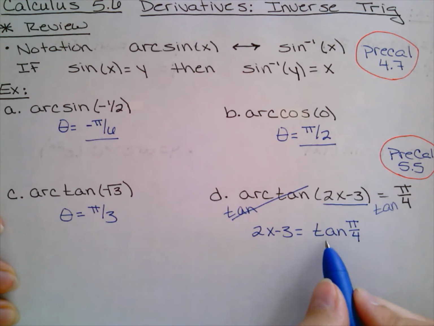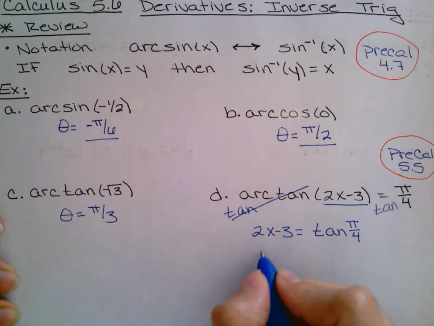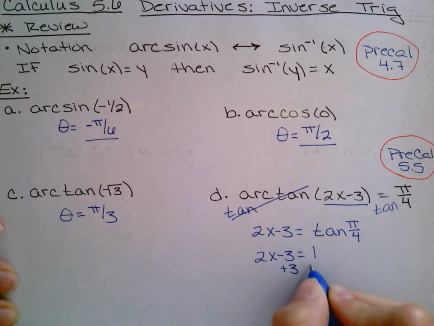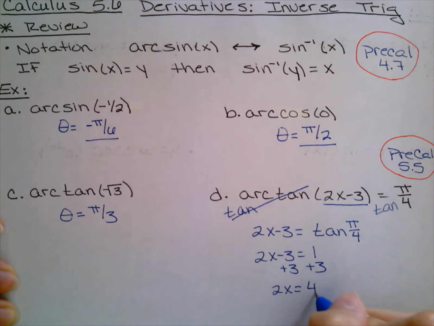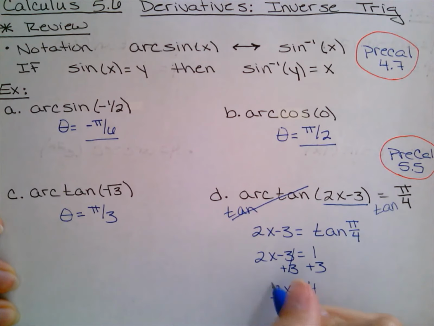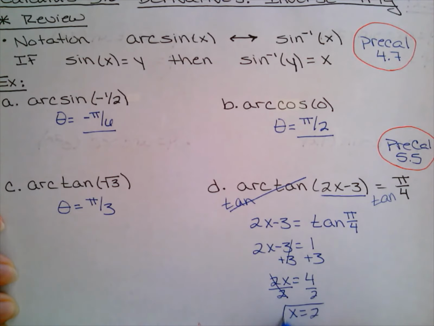Okay? Now, I know on my unit circle, again, hopefully you have this memorized, that tangent of pi/4 equals 1. So I have 2x minus 3 equals 1. And now, just like middle school, continue solving for x, add your 3. We have 2x equals 4, and then divide by 2, and we have x equals 2. All right, so there's your review.